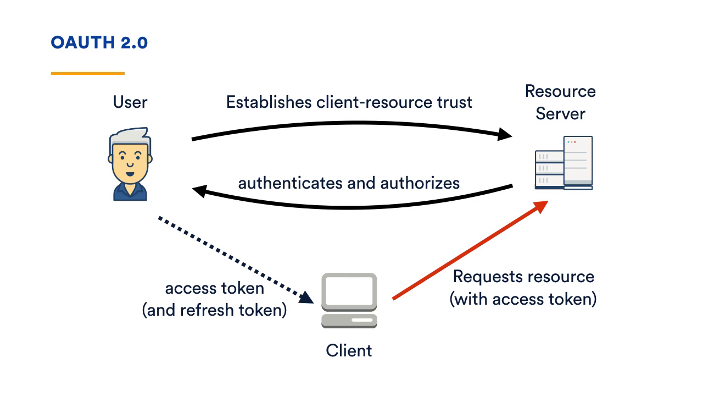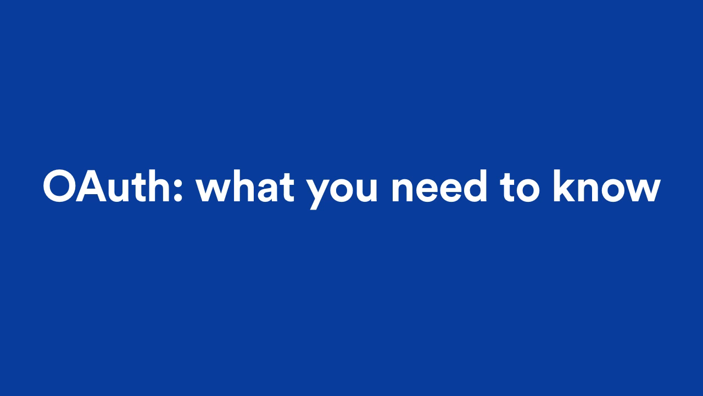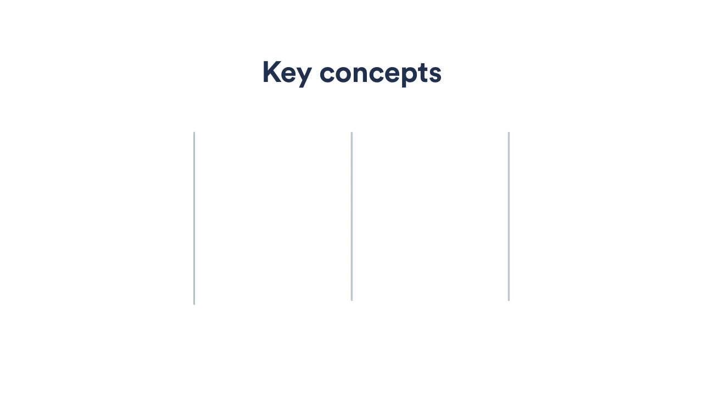Then we get to OAuth, which is like the full whiz-bang solution. It has explicit support for client resource trust establishment, and also has more sophisticated tokens. So there's access and refresh tokens, which we'll get to in a minute. So let's jump into some of the details you need about OAuth. OAuth is a really big standard, but hopefully we'll narrow it down to the minimum you need to know. So first, let's start with some of the key concepts.